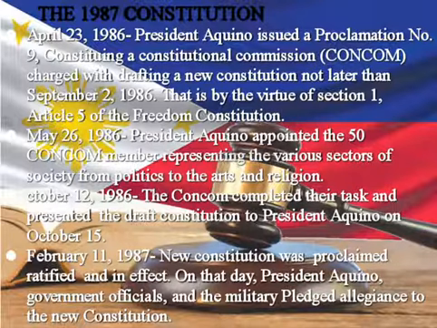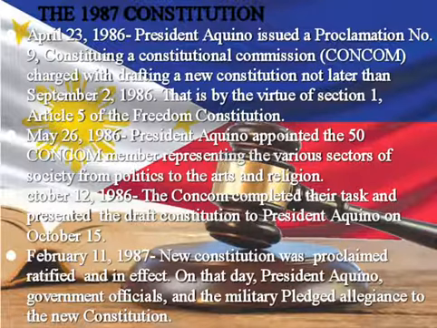The 1987 Constitution. On April 23, 1986, President Aquino issued Proclamation No. 9, constituting the Constitutional Commission, or in short, CONCOM, charged with drafting a new constitution not later than September 2, 1986, by virtue of Section 1, Article 5 of the Freedom Constitution.